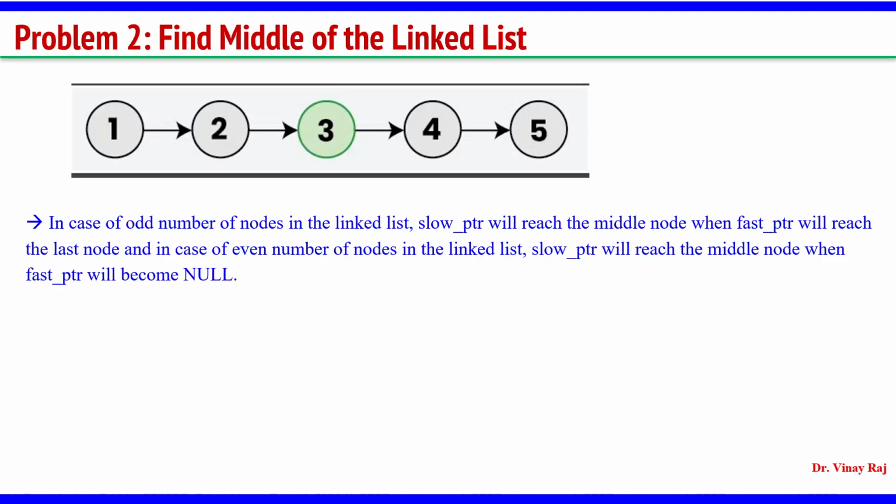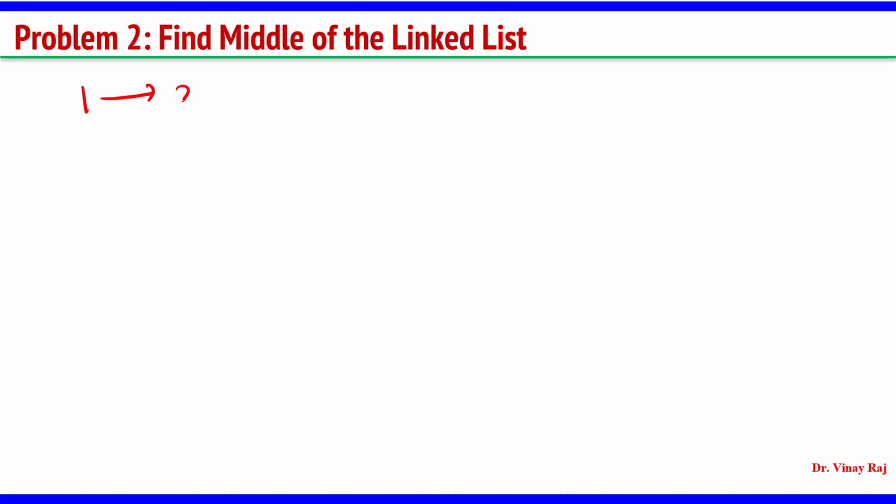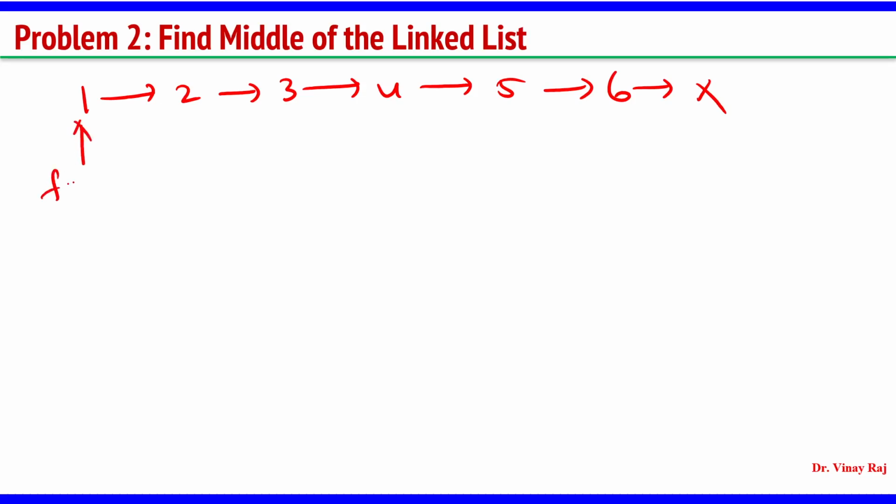The logic is very simple. In case of an odd number of nodes, like this 5, the slow pointer will reach the middle element while the fast pointer will reach the last node. Suppose there are elements 4, 5 and 6, then there is null. My fast will be here, slow also will be here. After the first iteration, slow comes here and fast comes here. After this, fast will come here and slow will come here.